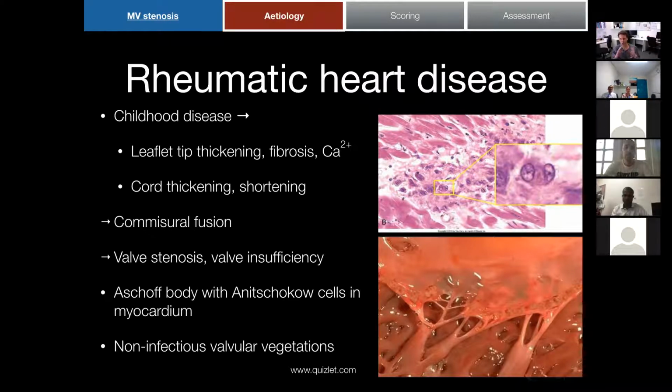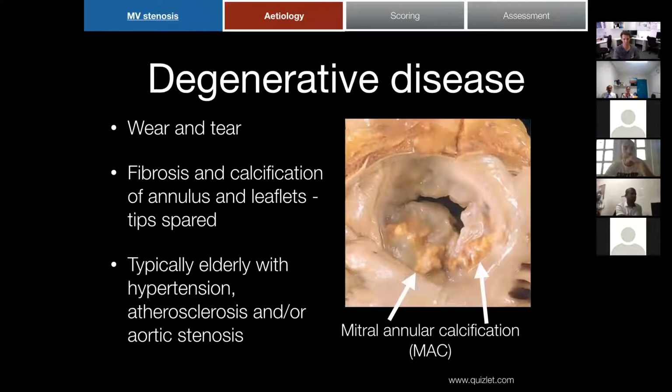And you can see the sort of little nodules, vegetations appear on the valves as well. So just in summary, it's leaflet tips and the cords that are thickened. The commissures get thickened. That's what makes it stenotic. And you can get stenosis as well as regurgitation. And the myocardium is often not normal as well.